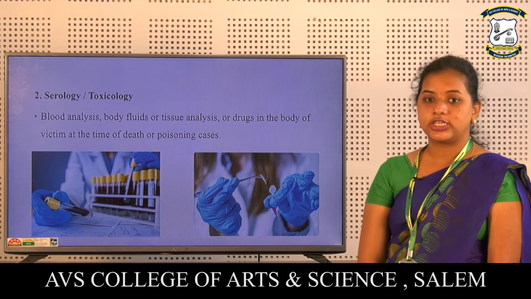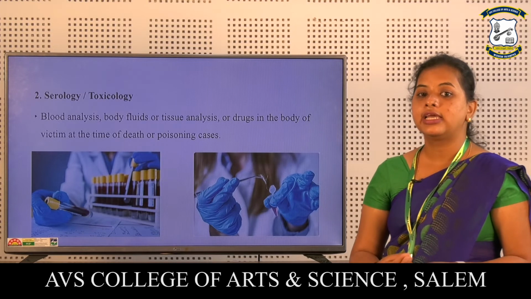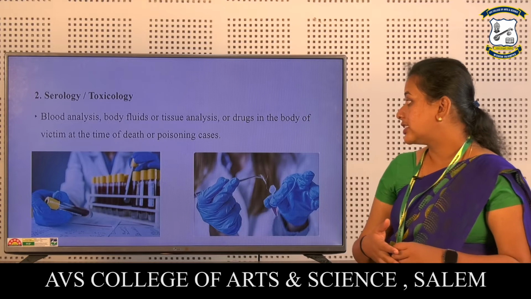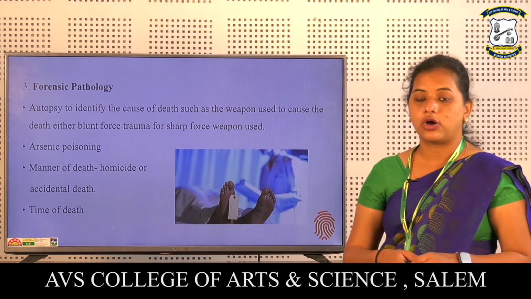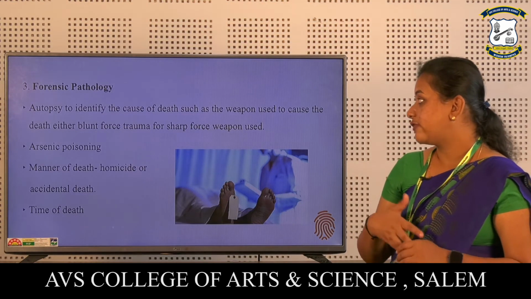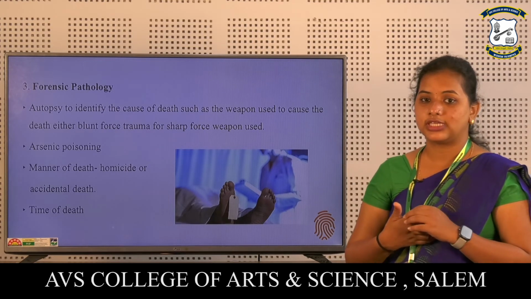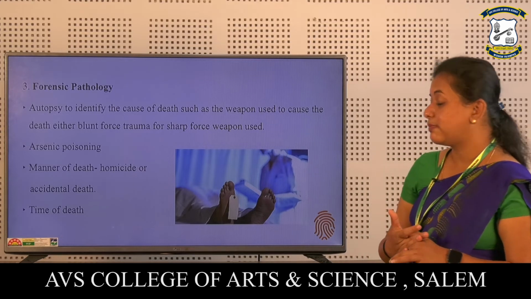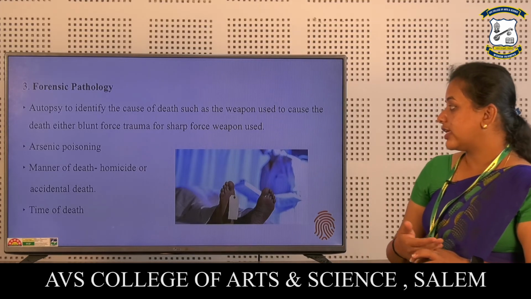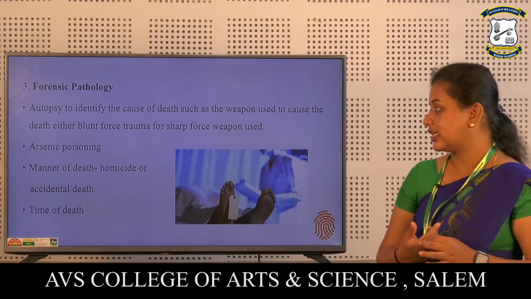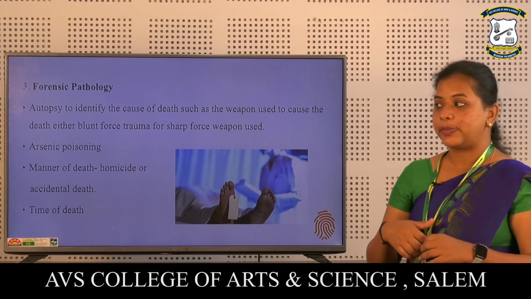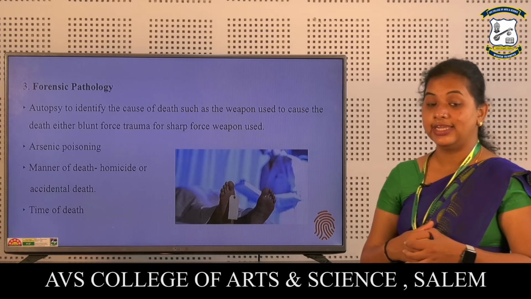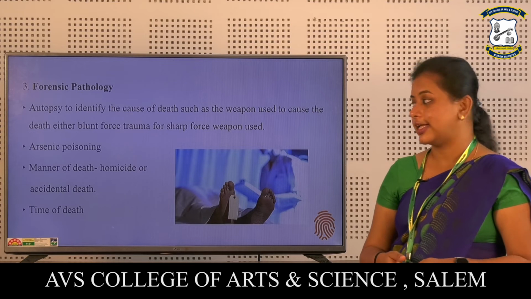Next we have serology and toxicology. Serology is mainly the evaluation of blood samples, and toxicology is the evaluation of stomach contents, which we use in poisoning cases. Next we have forensic pathology, where autopsies are involved, where they take the dead body for further investigation, and this is done by medical practitioners. Mainly we see it in death and homicide cases, even arsenic poisoning cases. Its main use is that we can identify the time since death and what type of weapon was used.